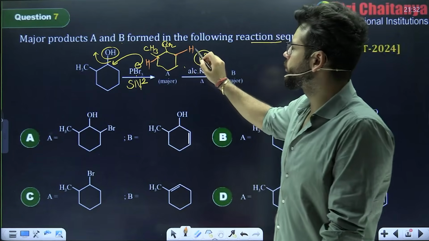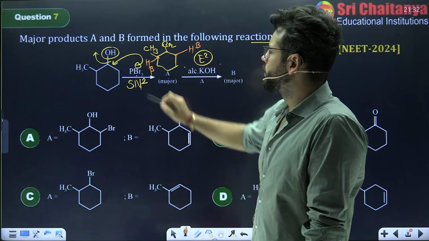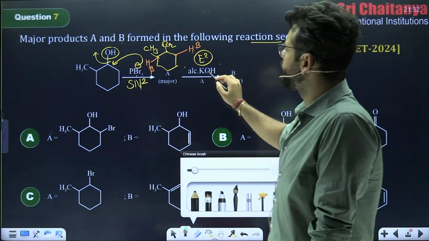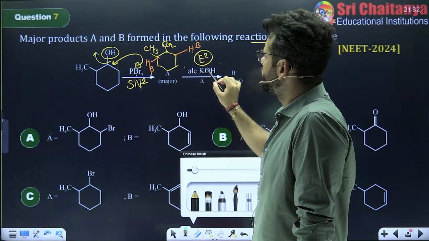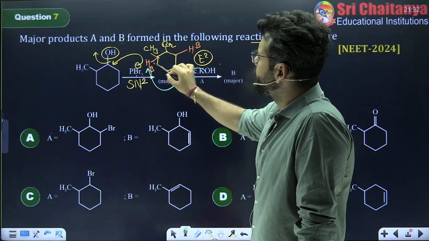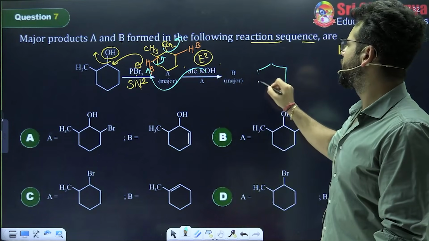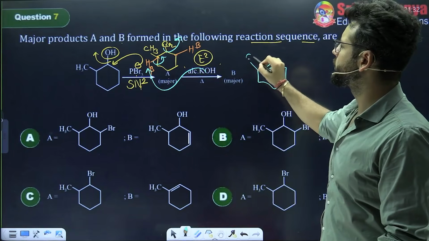This is also a beta proton. The one which gives you a ZZ product we will do. So as we can see, if I remove this beta proton, sigma becomes pi, Br minus goes out. It gives us a very stable alkene as the major product, which is this one.